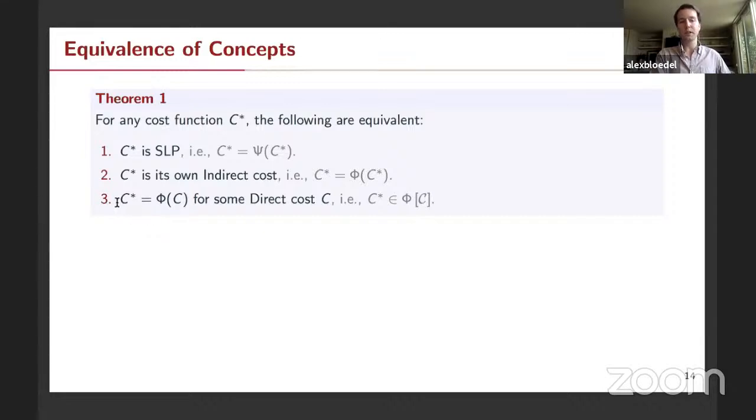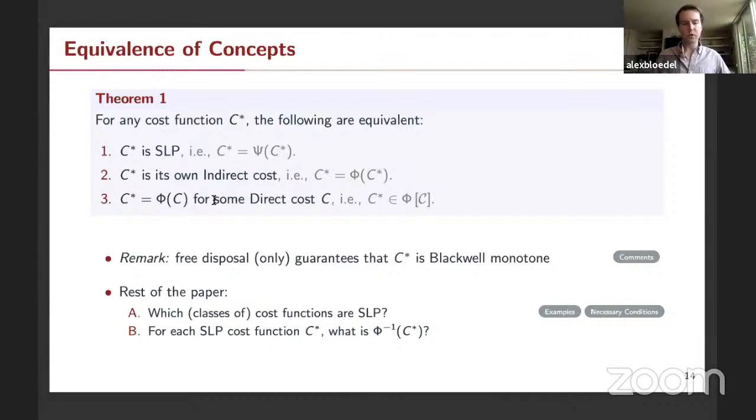Perhaps more surprising is the fact that 3 implies 1 and 2. In other words, starting from any direct cost, you get to an SLP indirect cost in just one application of this phi operator. This requires some non-technical work to show, but I'll gloss over that for now.